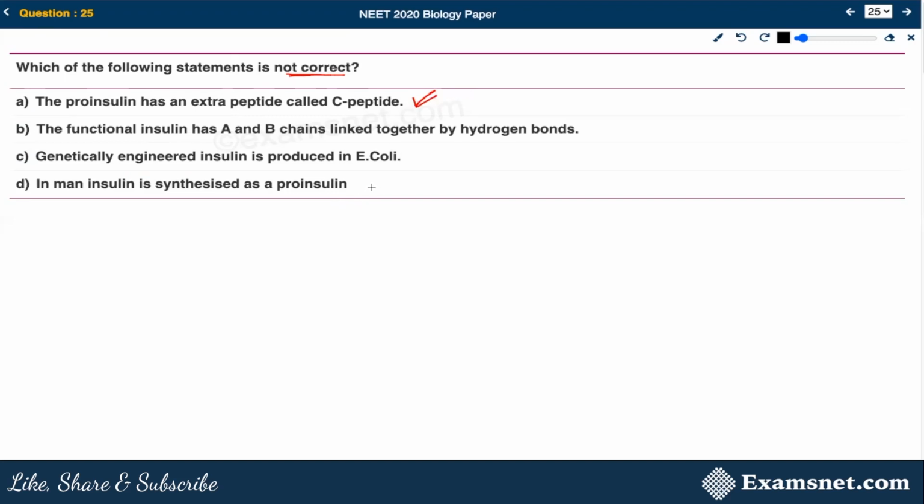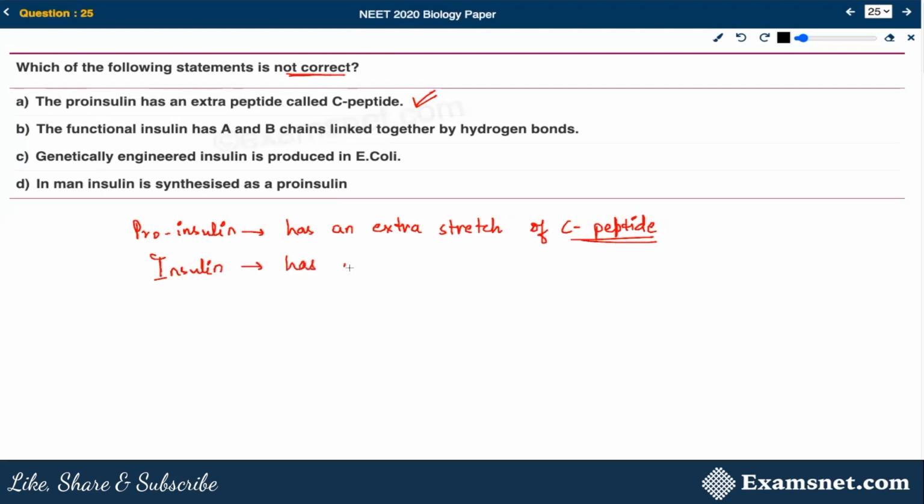This statement is true because, if you just remember, proinsulin has an extra stretch, and that stretch is of C-peptide only, apart from A and B. While mature insulin, if you consider the mature insulin, has only A and B peptide, and not the C. All right, so this is the correct statement, but we have to find out the not correct statement.